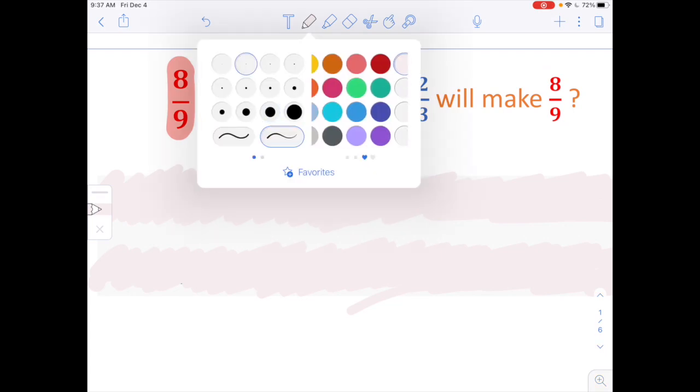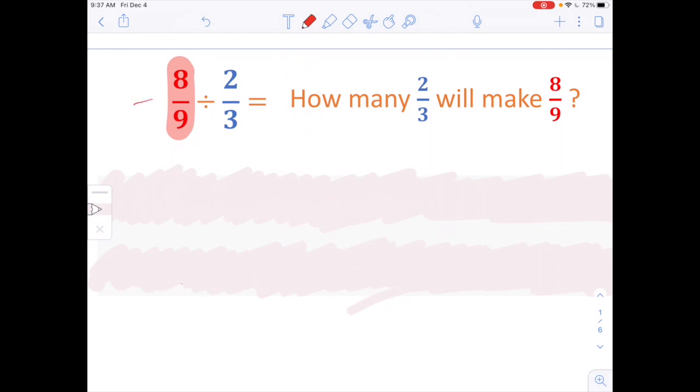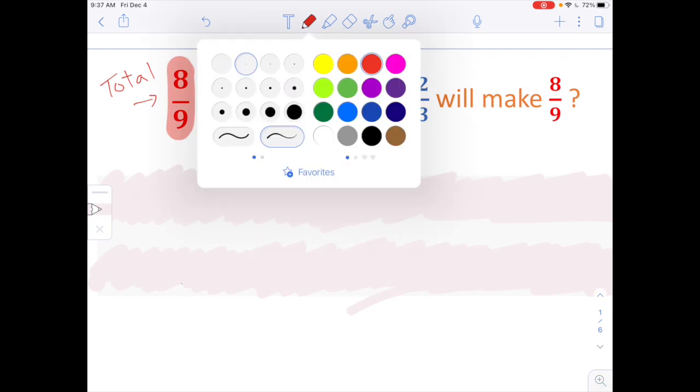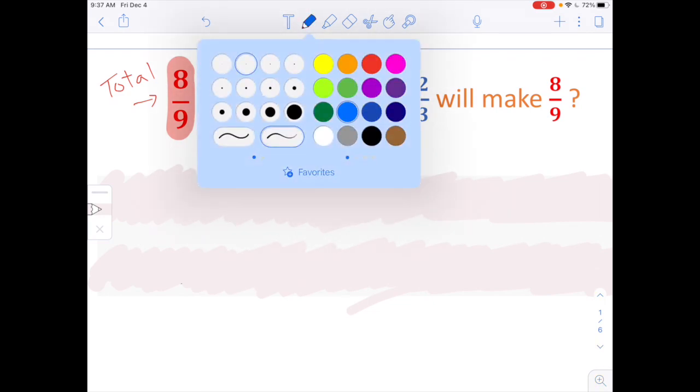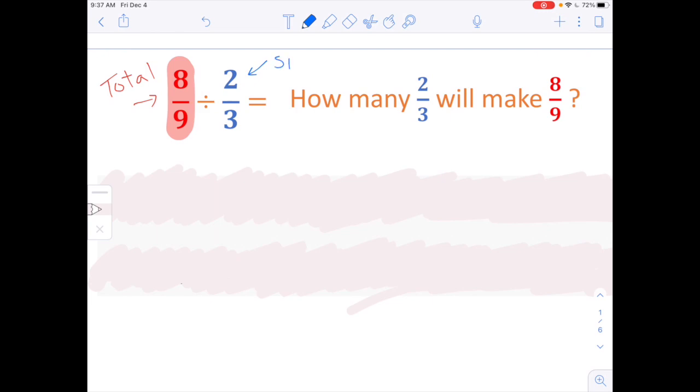Grab a different color, like gray. This is the total. And this second number, this 2/3, tells us the size of each group. The size of each group. So what I really need to know is, is 8/9 bigger than 2/3 or is it less than 2/3? So am I taking out giant groups or big groups out of a small number, or am I taking smaller groups out of a big number?